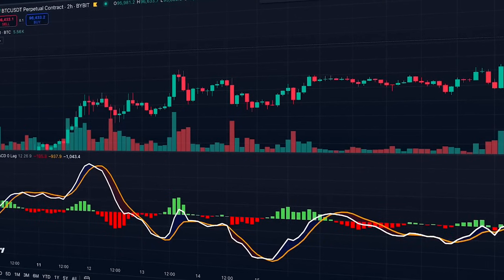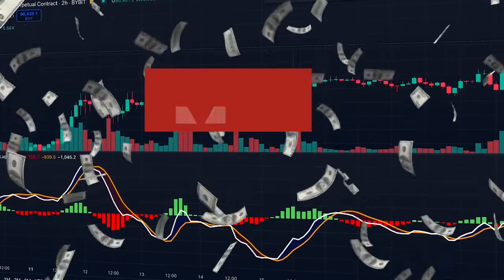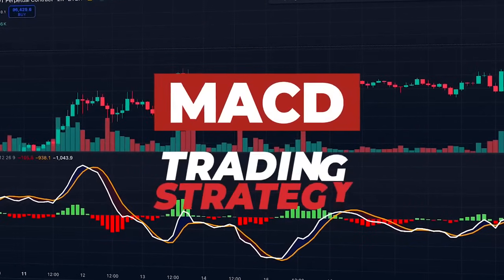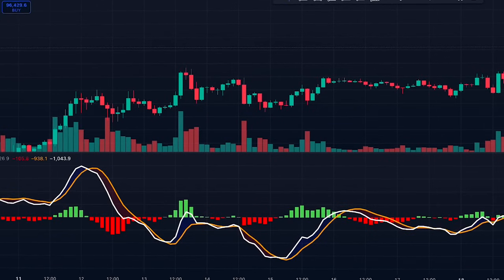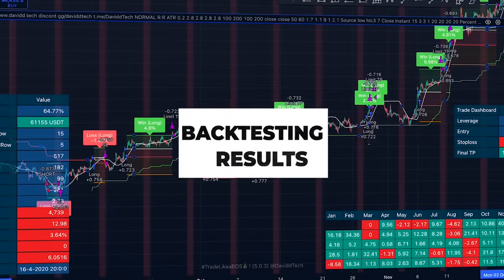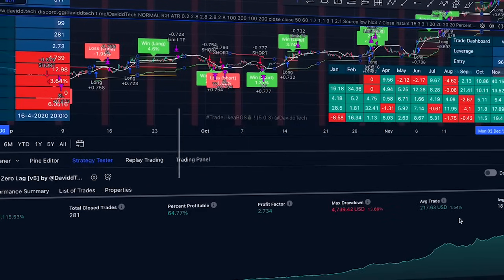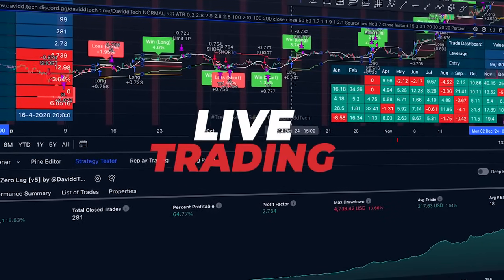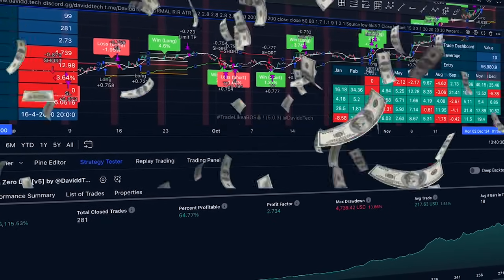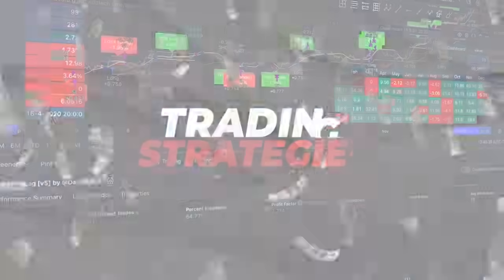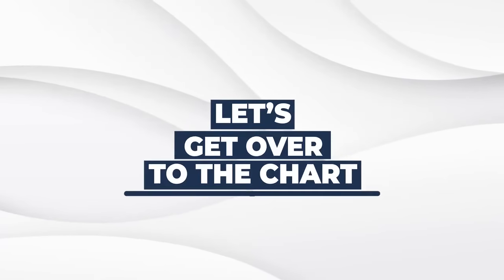Today we're going to be looking at my most profitable MACD trading strategy. I'm then going to be converting it into a strategy for backtesting results. We're then going to also prove on live trading that this is one of my most profitable trading strategies. So without further ado, let's get over to the charts.